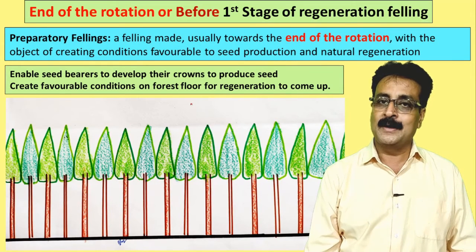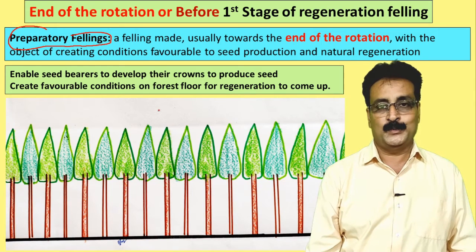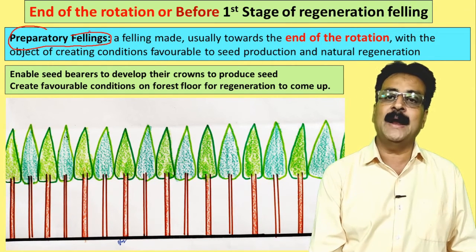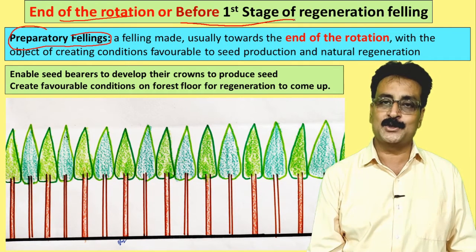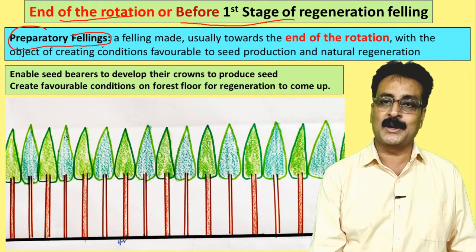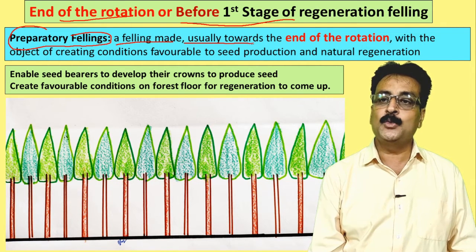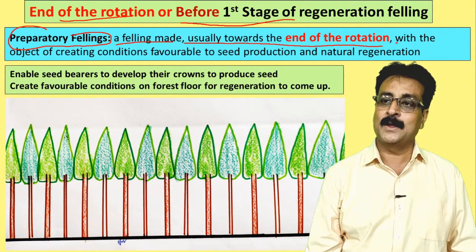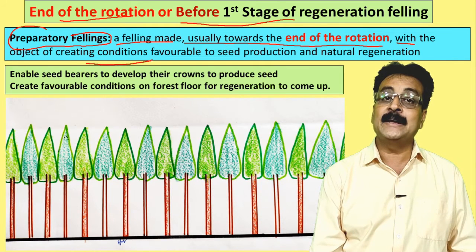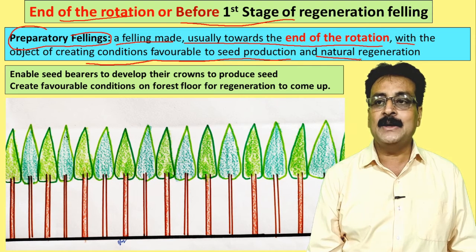So first of all, let's understand what we mean by preparatory felling. There is a preparatory felling which may be at the end of the rotation or before the seeding felling. The first stage is called seeding felling. So let's go for the definition of preparatory felling. What do you mean by preparatory felling? Preparatory felling, a felling made usually towards the end of rotation, or I say before the seeding felling, with the objective of creating conditions favorable to seed production and natural regeneration.